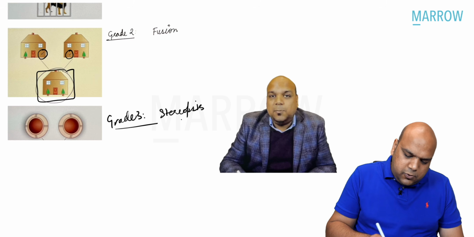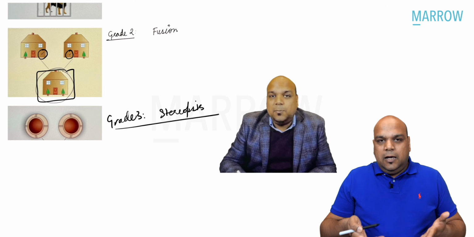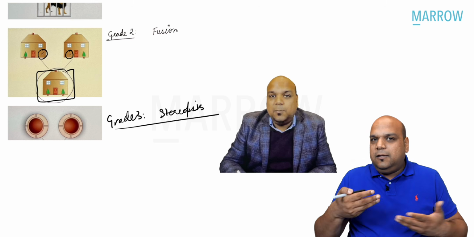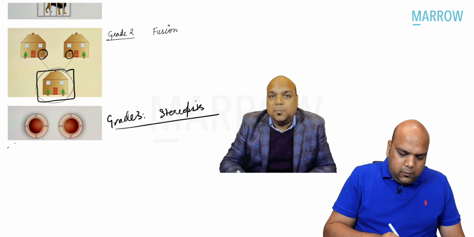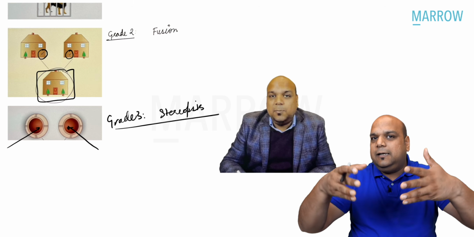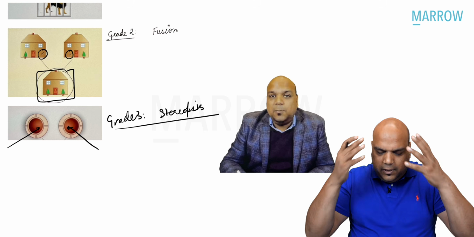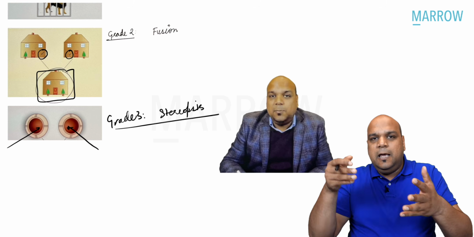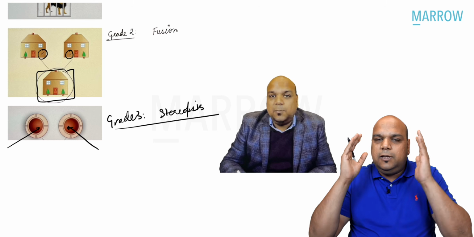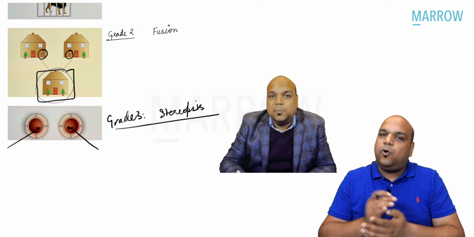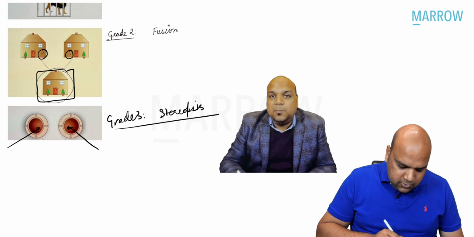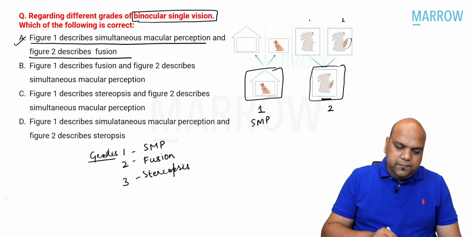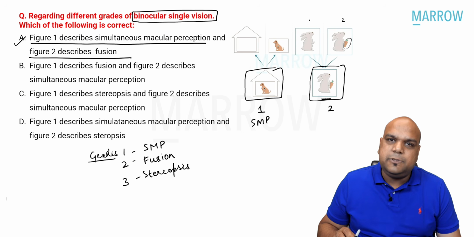In grade 3, which is called stereopsis, what we have tried to show in this image, obviously it's a 2D paper or a 2D screen, 3D is difficult, but we have tried to show that this is a matka, a pot. We are looking from one angle, we are looking from another angle. When you look from different angles, our brain is able to see the image as 3D, because it is able to get depth based on the angular projections onto the retina. That is grade 3 stereopsis. So it was a pretty simple question. Figure 1 describes SMP and figure 2 describes fusion.